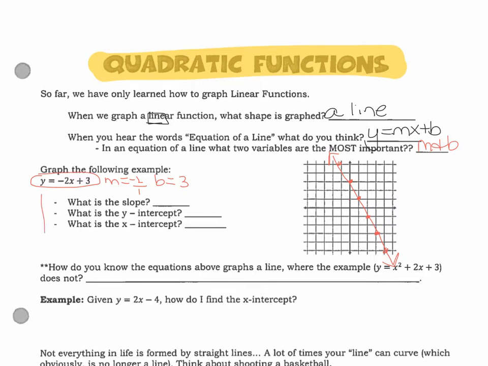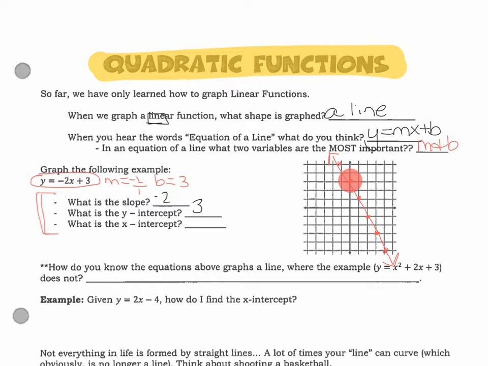So, let's answer these questions over here now. It says, what is the slope? Negative 2, because it's always next to x. What's the y-intercept? The y-intercept is 3. How do I know what the y-intercept is? Well, the y-intercept is where your line crosses your y-axis, and it crosses your y-axis right there.